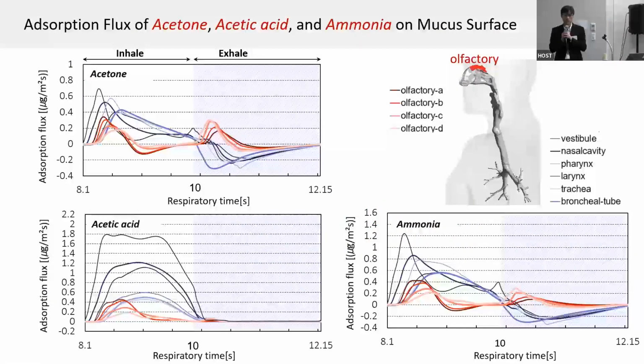And if we change the target chemicals from acetone to acetic acid or ammonia, we can see clearly different adsorption flux on the mucous layer. In the case of acetone and ammonia, we can see 2 peaks during 1 breathing. But in the case of acetic acid, we can see only 1 peak during the inhalation period and no peak during the exhalation period. It's strongly dependent on the type of chemicals.